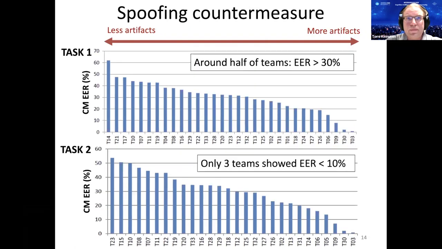Next one. When we look at the spoofing countermeasure, we also see that the equal error rates of the spoofing countermeasure are sometimes close to 50% and generally very high. This means that the spoofing countermeasure cannot differentiate human speech from voice converted speech in this case. For instance, in Task 1, around half of the teams have an equal error rate of more than 30%. And in the second task, there are only three teams which have an equal error rate of less than 10%. So now I will switch to Wen-Chin.